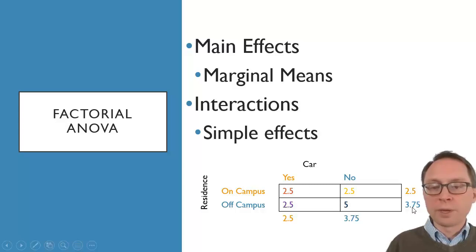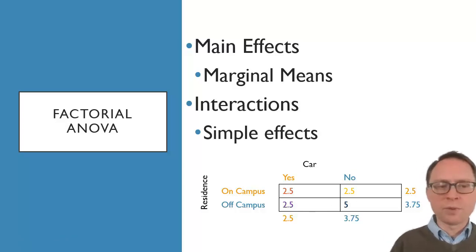So on campus compared to off campus, 2.5 compared to 375. We have a separate main effect for the other factor, which is car, 2.5 compared to 375. Yes compared to no. All right? The simple effects are inside here when we look at each of the possible groups. So what we haven't talked about yet is what to do with the hypothesis. But before we get into that, let's go ahead and ask a question.